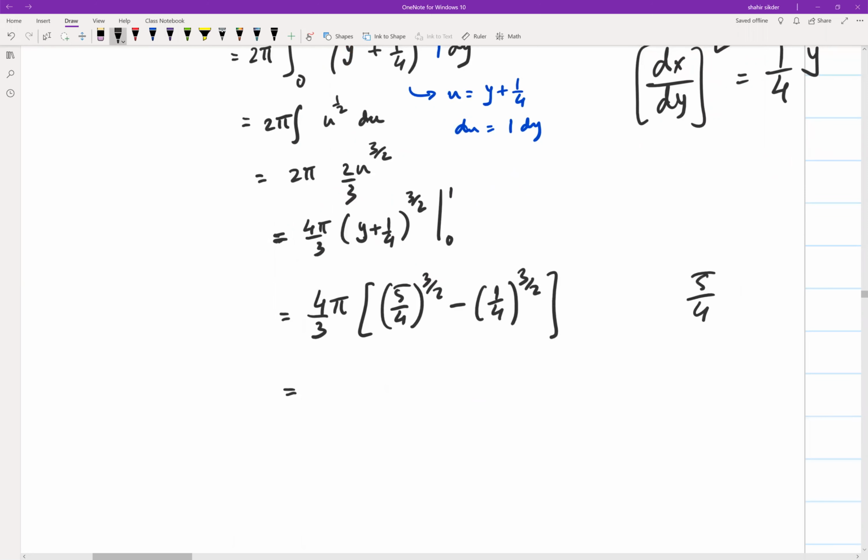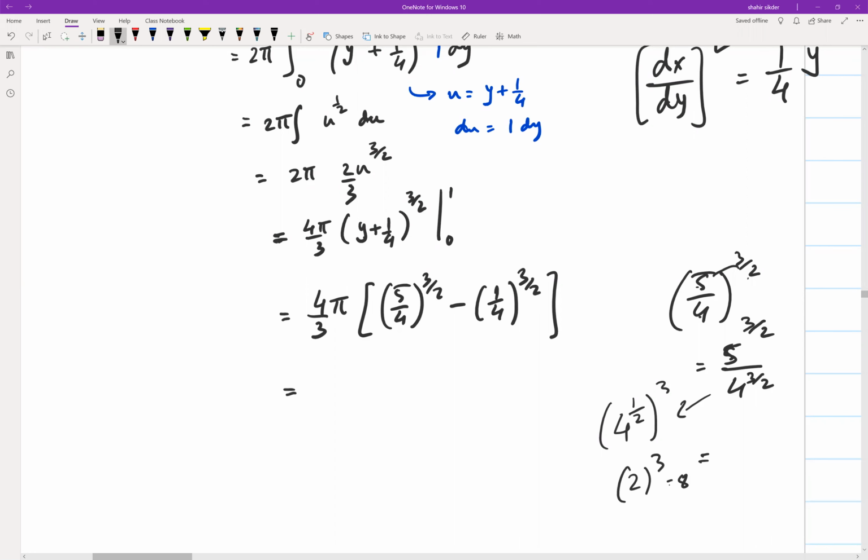5/4 raised to the 3/2. How can I write it? 5 is a prime number, so I can just leave 5 alone, saying 5 raised to the 3/2. But we can also write the denominator as 4 raised to the 3/2. And 4 raised to the 3/2 is nothing but 4 raised to the 1/2 and then a cube. 4 raised to the 1/2 is 2, and 2 cubed is really nothing but 8. So this is narrowing down the problem as 5 raised to the 3/2 over 8.